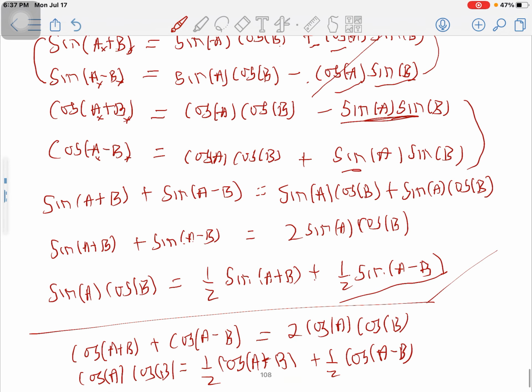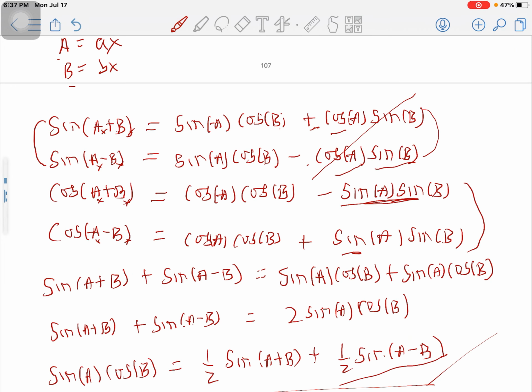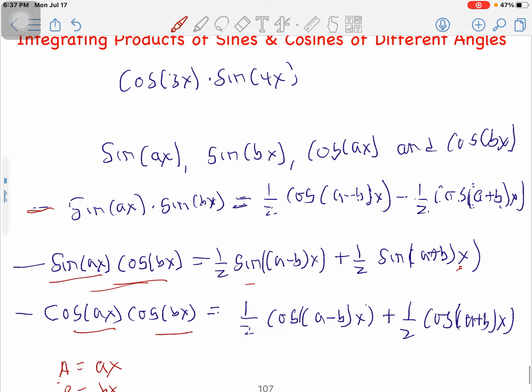And looking at the next identity, we are done with the first one, which was sine a cos b. We have been able to generate that cos a cos b. And for the next one, you can also add two of the identities, and when you add two of the identities, what are you going to get here?